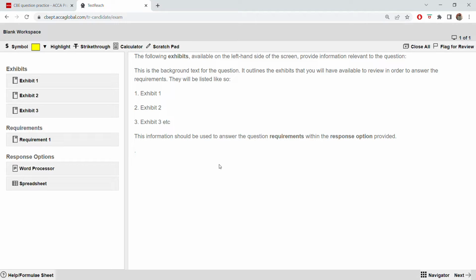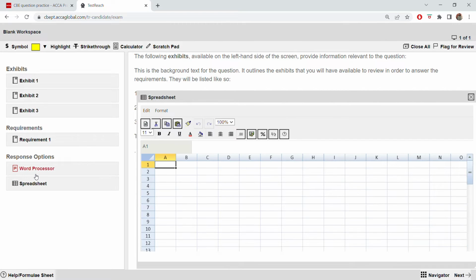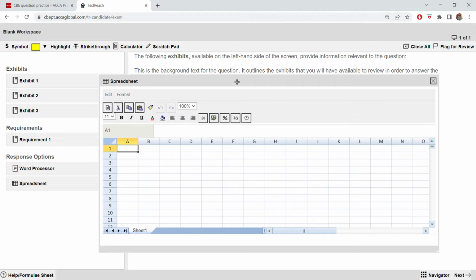But know that this is how the page will look, and you need to respond in the spreadsheet like this. You need to click, because we are going to work on Excel. It's not possible to do it in the word processor. It has lots of calculations. Calculations are for a spreadsheet; theories and discussions are for the word processor, where you need to type.